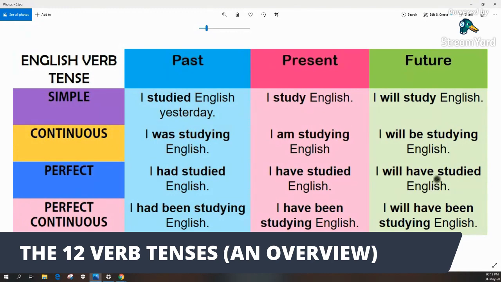Okay, so that's it. And then the last, we have the perfect continuous. I had been studying English. When to use it? What's the usage?